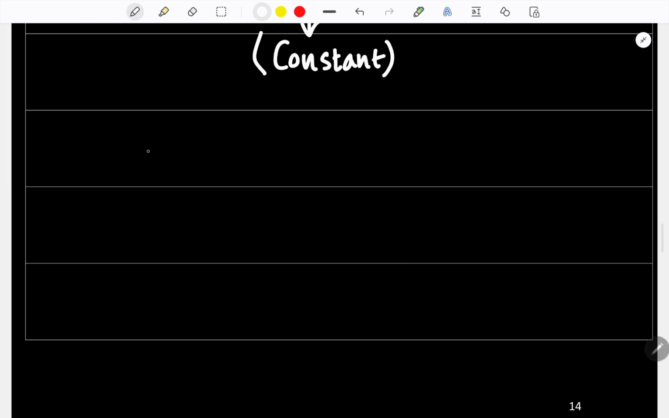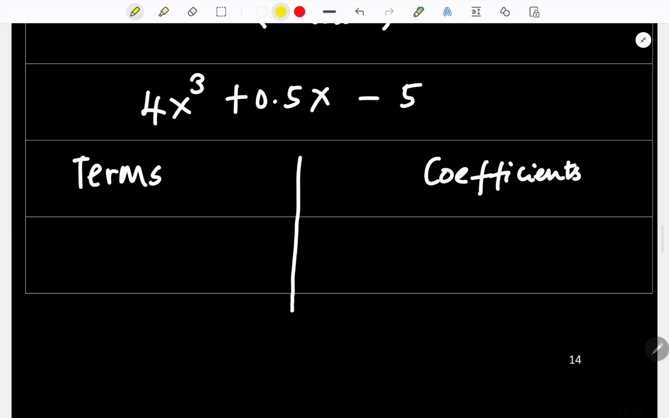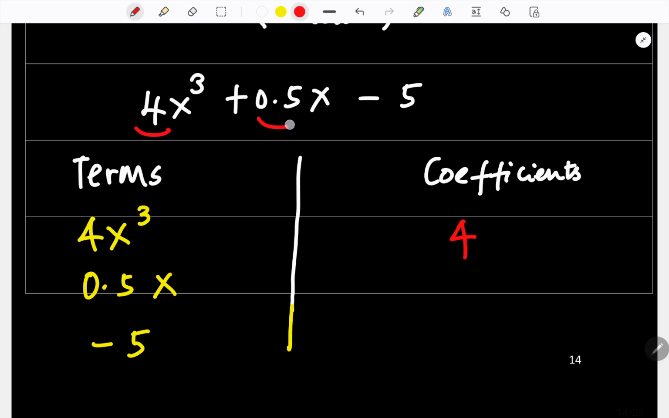What is the question? 4x cube plus 0.5x minus 5. So I'm going to write the terms and the coefficients. What are the terms? The terms are 4x cube, 0.5x and minus 5. This is the constant term. And what about coefficients? Coefficients are mu'amal: 4, and mu'amal 0.5.